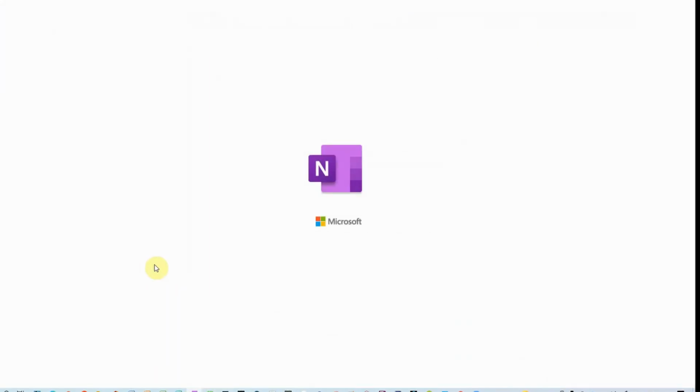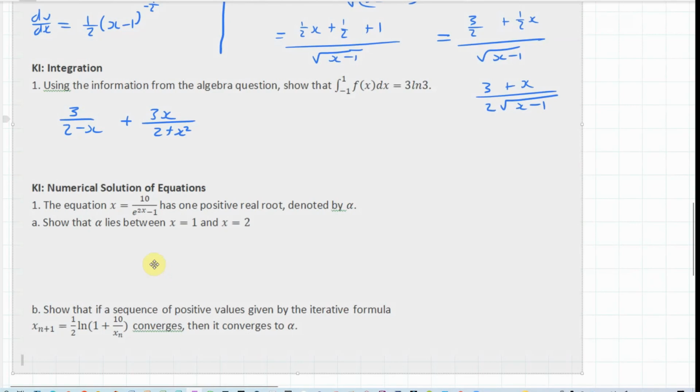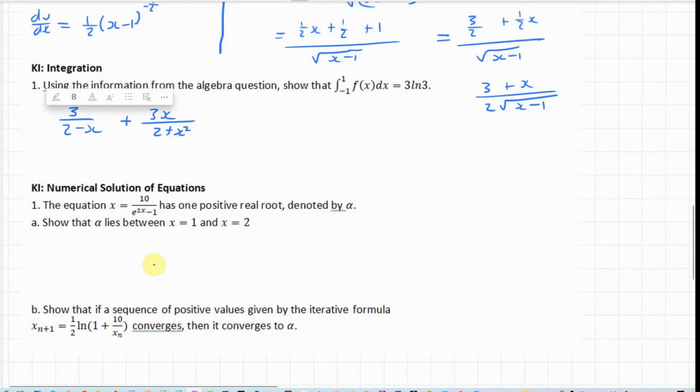Okay, for some reason that's just stuffing up. Let's go back in. Okay, so we're going to integrate this, and we're doing it between 1 and minus 1. So if I integrate the first one, you can see that I'm going to get minus 3 ln 2 minus x.